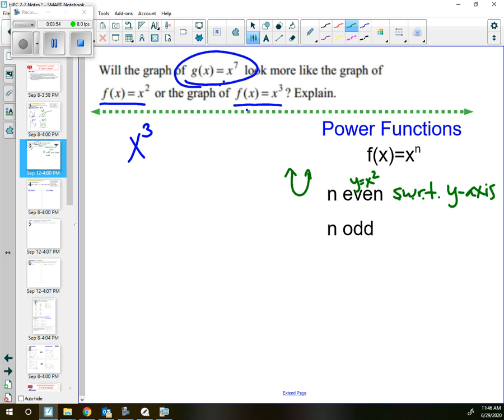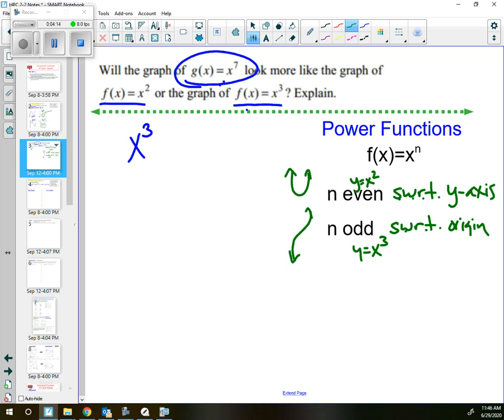That's more like its parent shape. If the n is odd, it's going to be symmetric with respect to the origin. These are called power functions when it's just that one term, like x to the 2nd, x to the 3rd, x to the 4th. In other words, it's going to look more like the x cubed. So if you keep that in mind, that'll tell you a little bit about what the ends of the graph should be looking like.